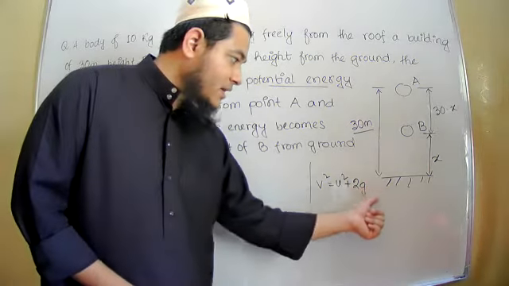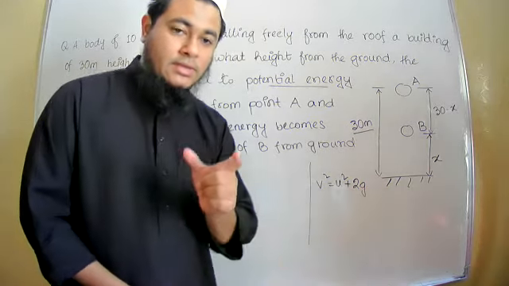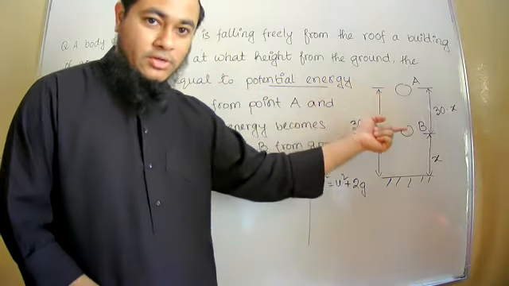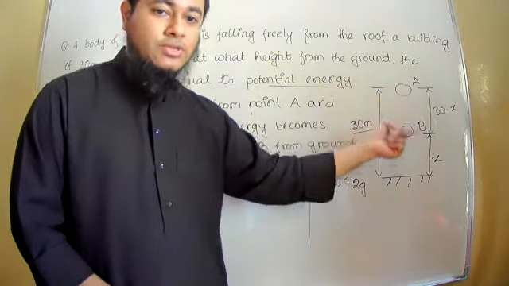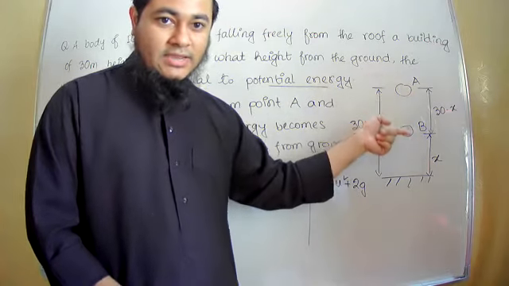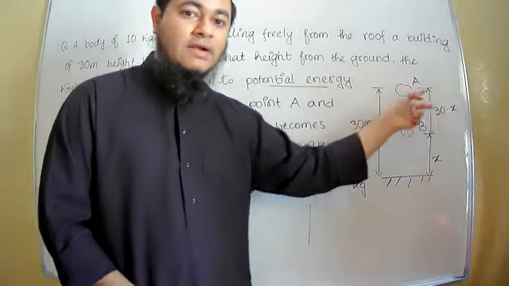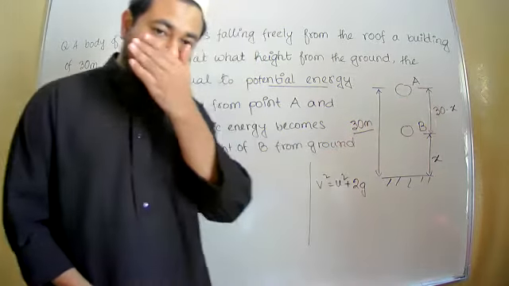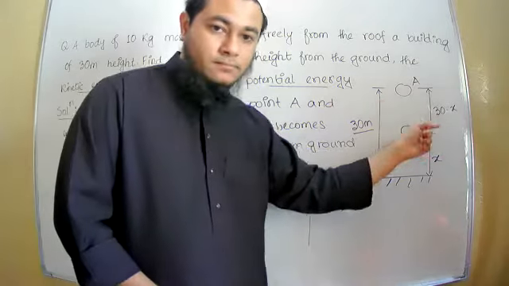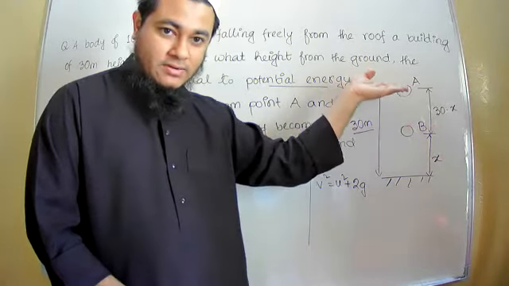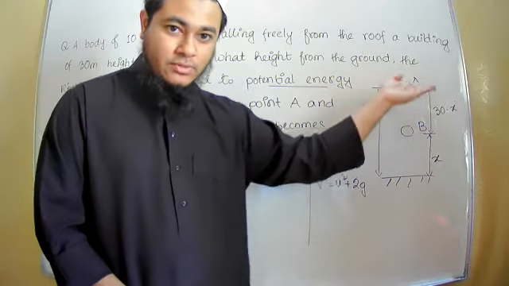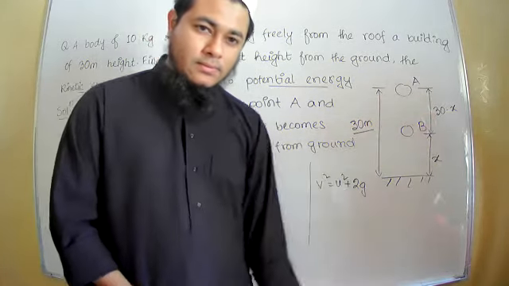So to find out the covered distance, 3 questions we need to ask: where the body was, where the body is now, and what is the distance between them. These are the 3 questions. So what is the distance between the initial and final point? That is the covered distance. So what is the covered distance for the body? Did you understand? The body was here, now the body is here. So how much distance it has covered in between? 30 minus x.